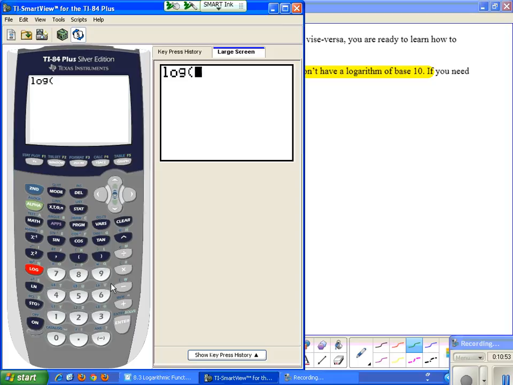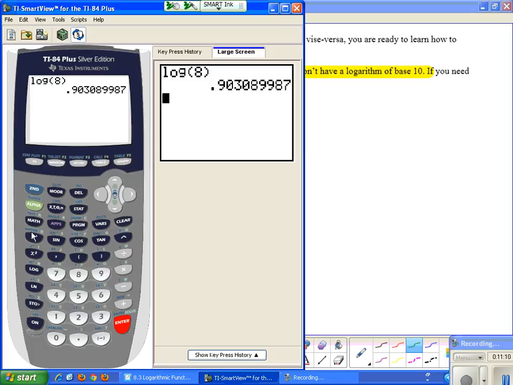So what happens when we don't have a log of base 10? How do we solve these equations? Well, that's what we're going to have to do by hand. So like if I did this one, this would say the log base 10 of 8 would be equal to a value of 0.903, etc.